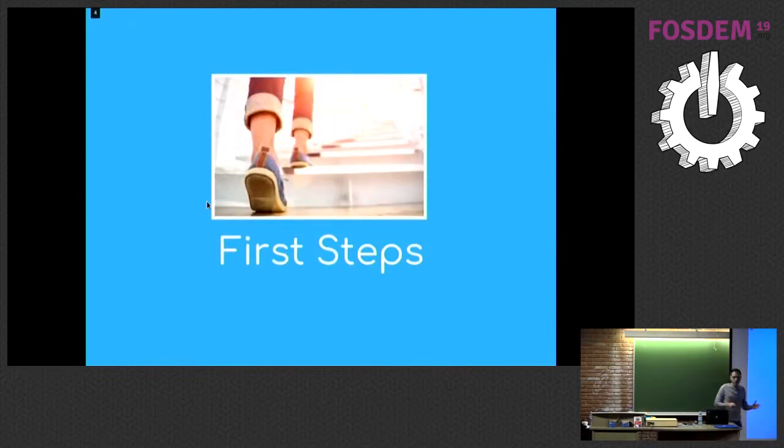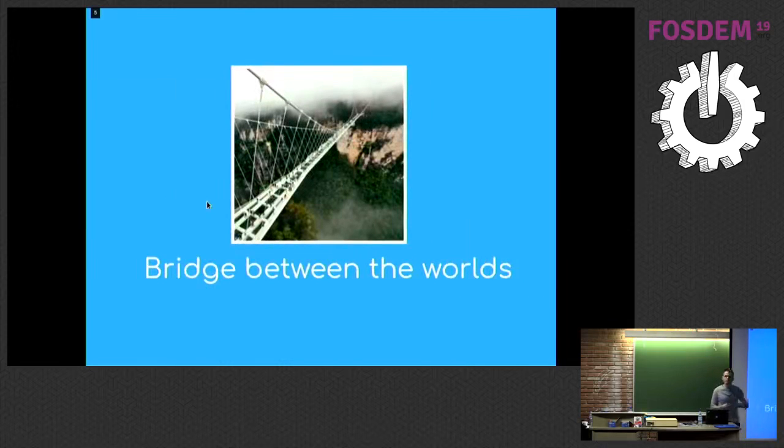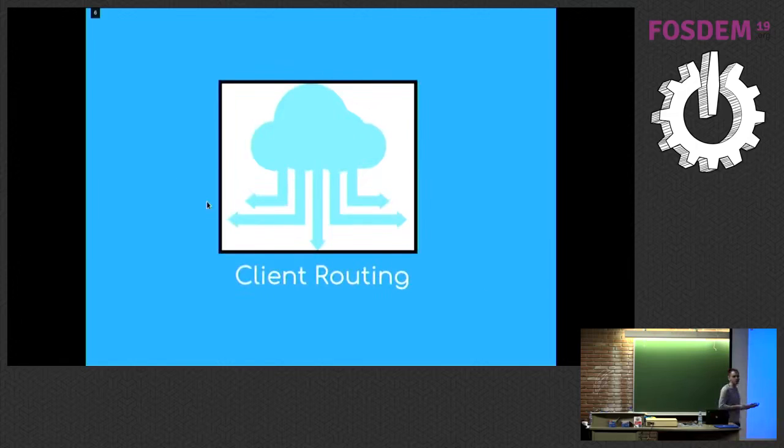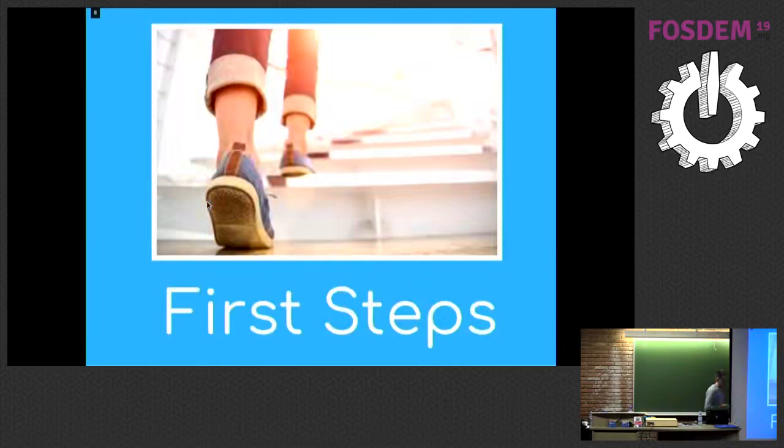So today, I'll start with the first steps. What the first step you should do in order to start this transformation process. After that, we'll talk about the connection, how to communicate between the old world, the legacy JavaScript, and the new world. After that, we will talk about client routing. Do we need client routing in our modern application in a hybrid way? And after that, we will wrap up things and we'll talk about long-term goals. So let's start from the first steps.